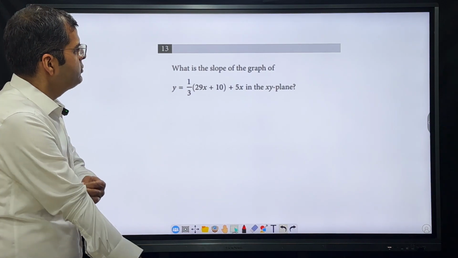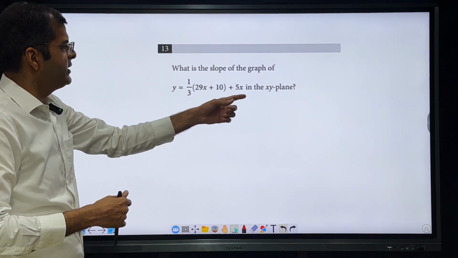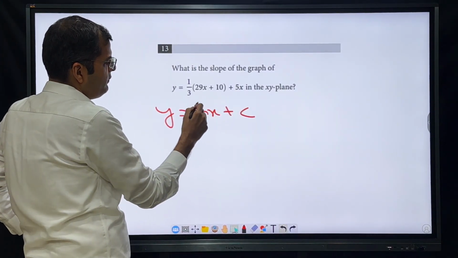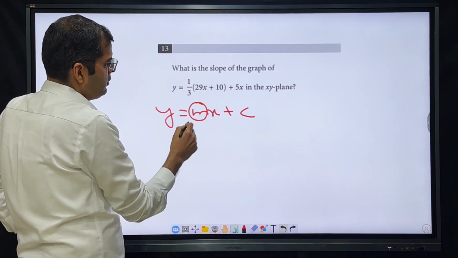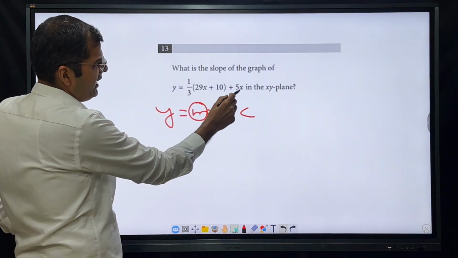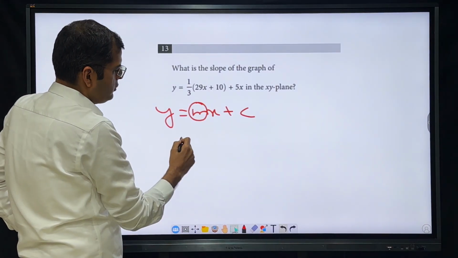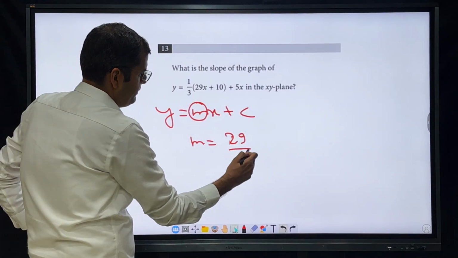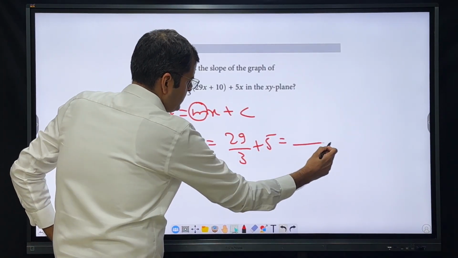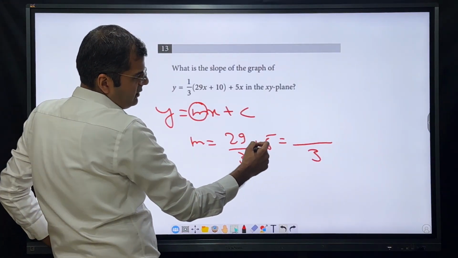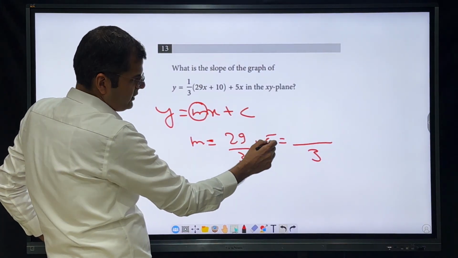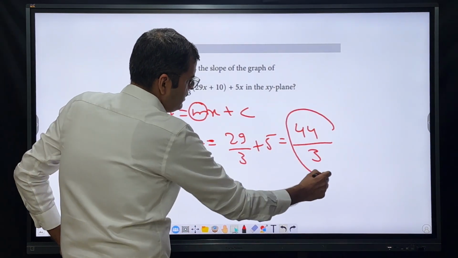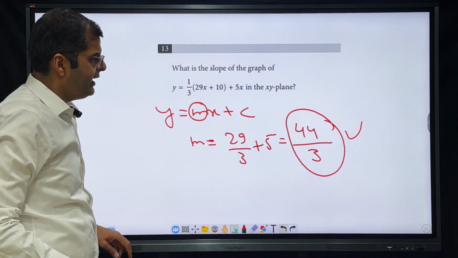Now this question says, what is the slope of the graph of this equation? So slope is of the form y is equal to mx plus c. So the coefficient of x over here gives me the slope. What will be the coefficient of x? Here I will get 29 by 3, and here I have 5. So the coefficient of x, which is m, will be 29 by 3 plus 5, which is 29 plus 15 over 3. 29 plus 15 is 44 by 3. So 44 by 3 is the right answer here.